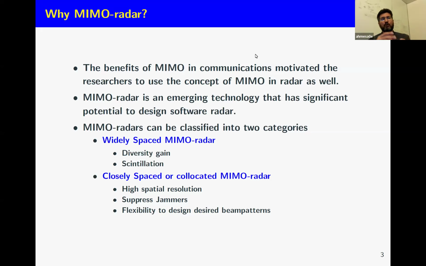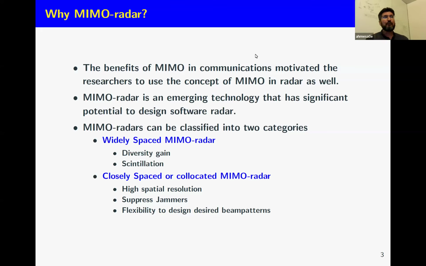So we have some antenna interference and co-channel interference, those types of things are there. But still, we have a lot of benefits of using MIMO in communication. I think that motivated the researchers to use MIMO in radar as well.